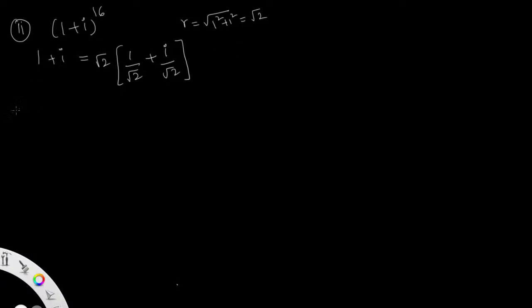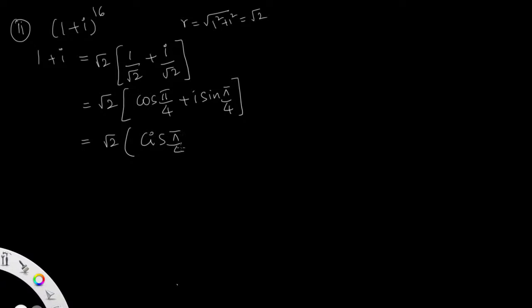In the previous problem you got that value 2, so the number will be changed now. So this is written as cos theta plus i sin theta, that is cos pi by 4 plus i sin pi by 4. In the shortest form we can write that as cis of pi by 4. This is the value for 1 plus i.